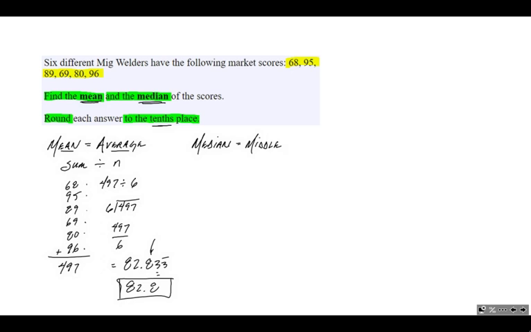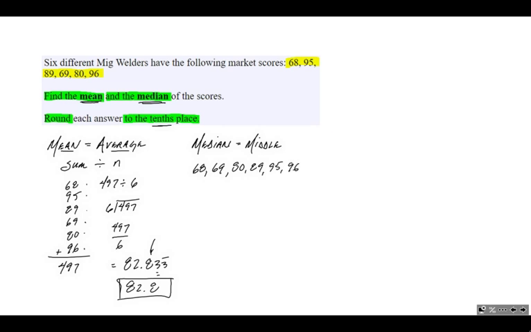So median is the middle number in a list, and there is one important step that we need to take before we determine the middle value in a list. When we're talking about median, we need to sort the values in order from smallest to largest, or largest to smallest. And so in this case, we have a 68 as our smallest number, and then we have a 69, that's next, and an 80, an 89, a 95, and a 96.